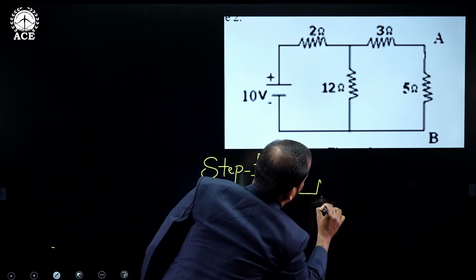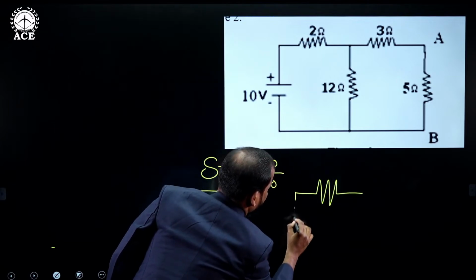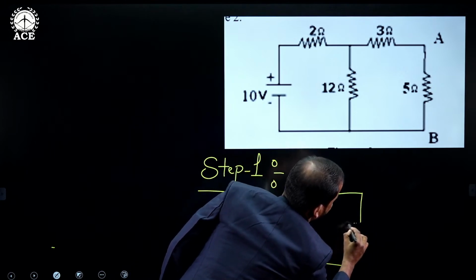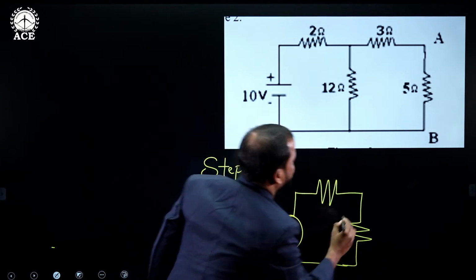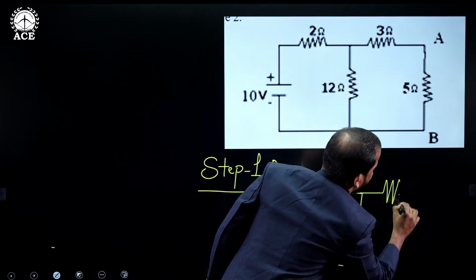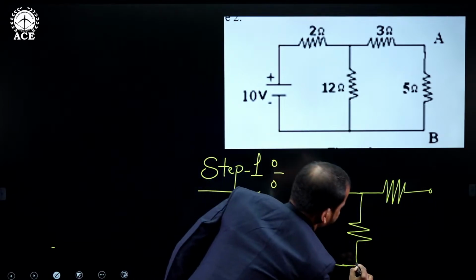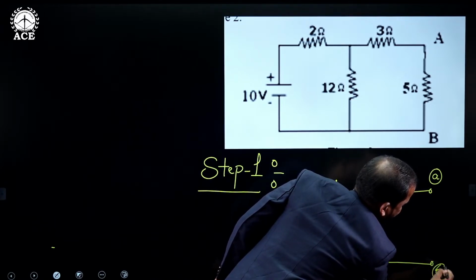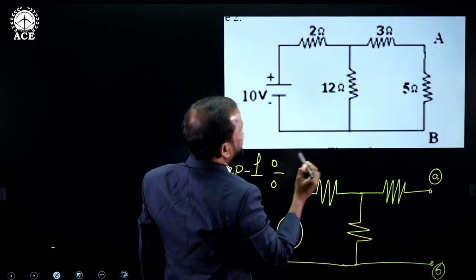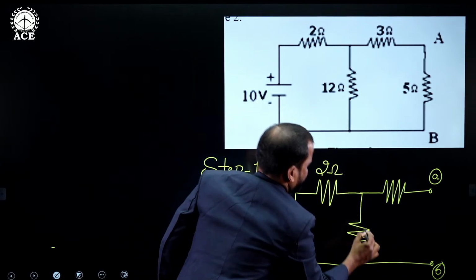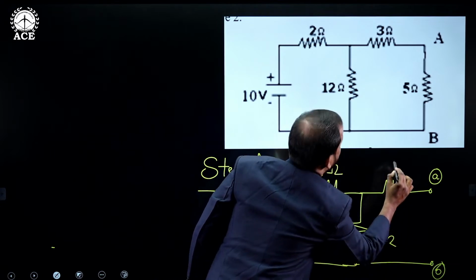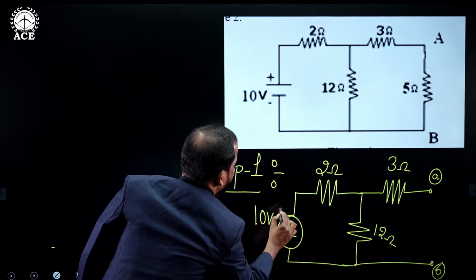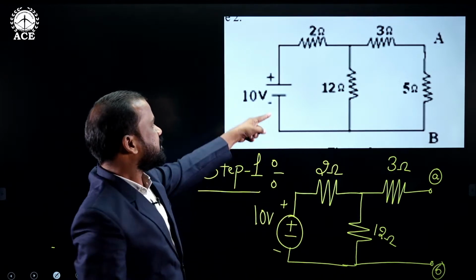Okay, now see here. This is the two-terminal linear network after disconnecting the load resistance from the original network. Now, this one is 2 ohms, this is 12 ohms, and this is 3 ohms. Now what is the voltage we are applying here? 10 volts. Clear? This is the original network.